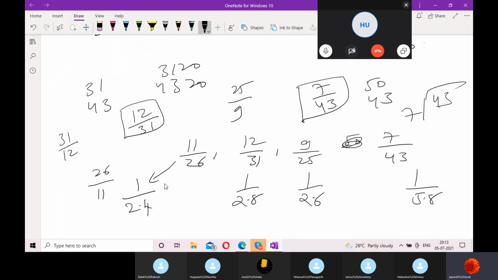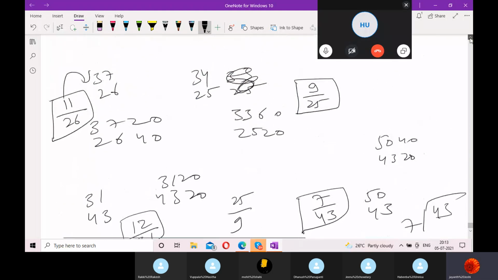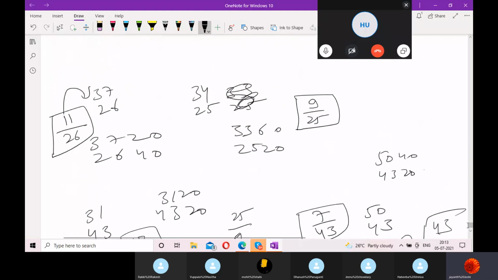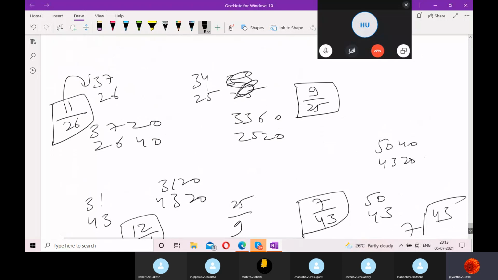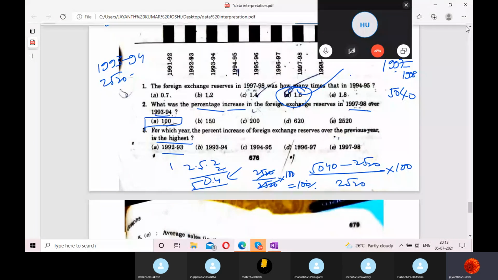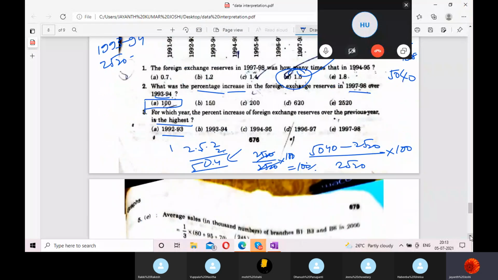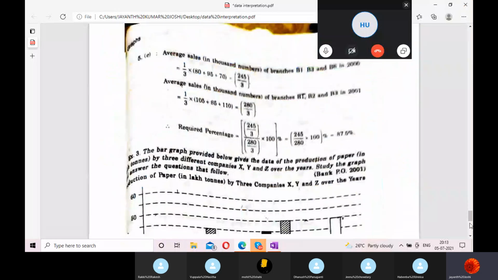So this figure I am getting the maximum, 11 by 26. 11 by 26, for 26 was for which year? Let us see. It was for 37 and 26 now. So 37 and 26. So 91, 92. Let us see. 92 and 93.